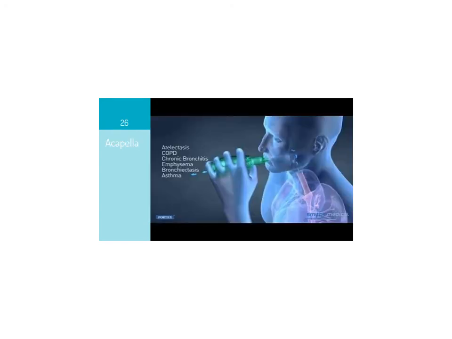Okay, the acapella. So this video says it's good for atelectasis. According to the MBRC, I would not choose an acapella as the go-to for atelectasis. I would rather do directed cough or the IS or the easy PEP. But the acapella is great for COPD and chronic bronchitis. It's good for bronchiectasis, CF, asthma, anything where there's a lot of secretions.